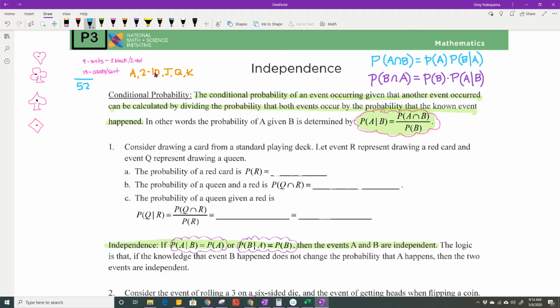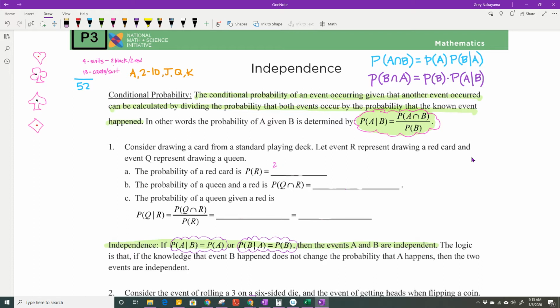Okay, so consider drawing a card from a standard playing deck. Let R represent drawing a red card and the event Q represent drawing a queen. So the probability of drawing a red card, how many cards in a deck? 52. How many of them are red? Well, half of that 52, which is 26 out of 52.